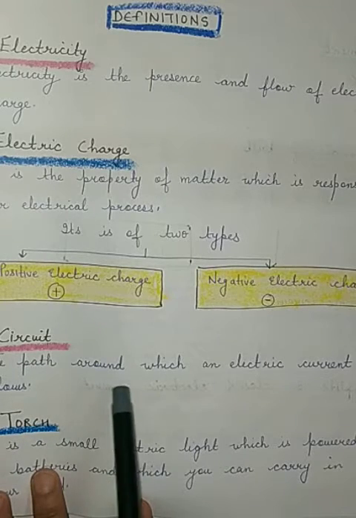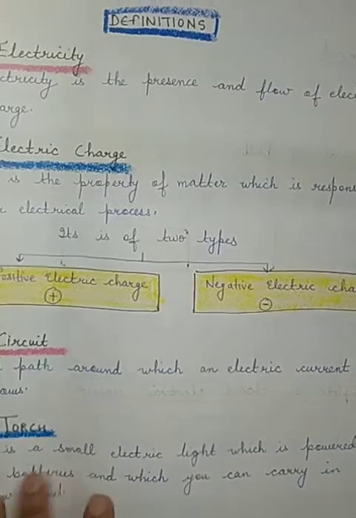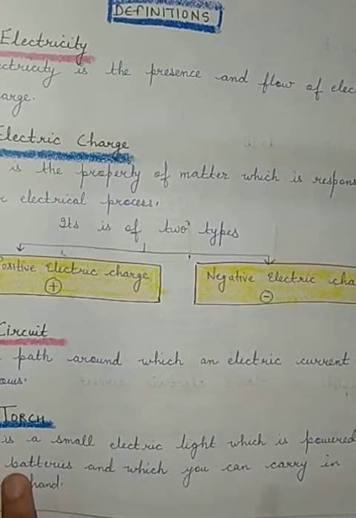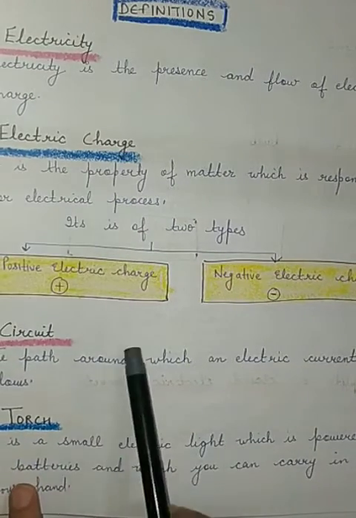Next is circuit. A circuit is that path around which an electric current flows. So a circuit is, you can say, the path or the route through which electric current is flowing, that is known as a circuit.